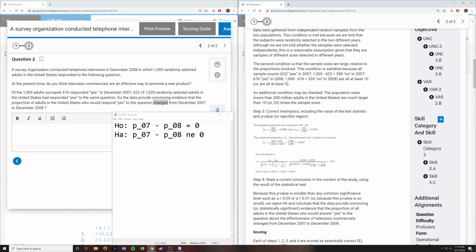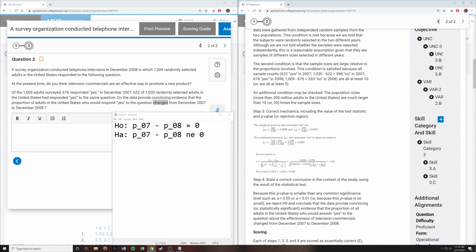Step 3 is to actually calculate the test statistic and the p-value. So here we've got the calculations of both sample proportions and the combined proportion here. Remember, you need that for a 2-sample z-test for proportions.